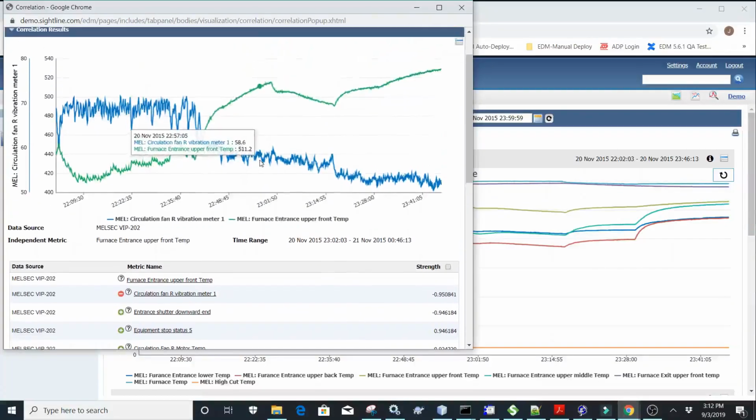From what I understand, this circulation fan was indeed one of the culprits, or the culprit, as to why this insulation was coming out of this furnace unusable. So just a few quick steps. We performed some root cause analysis. We were able to narrow down our search to find out what exactly was going wrong in this piece of equipment.